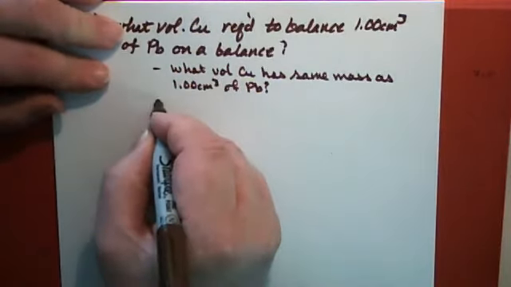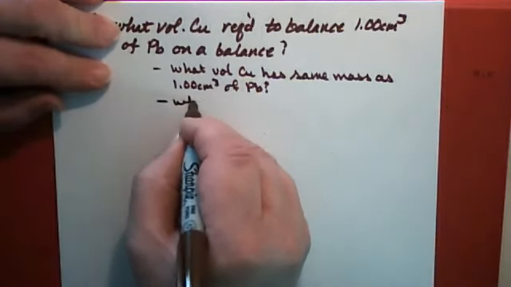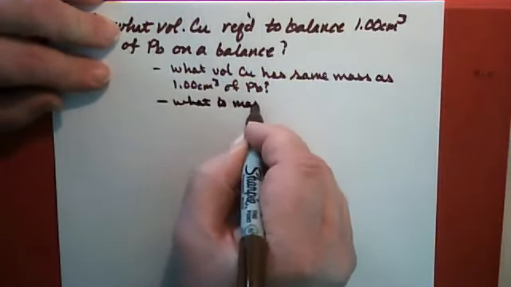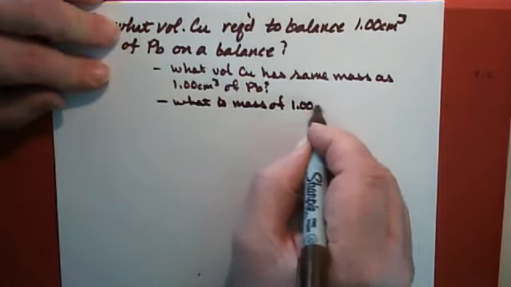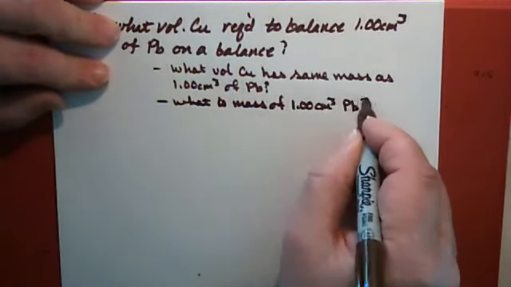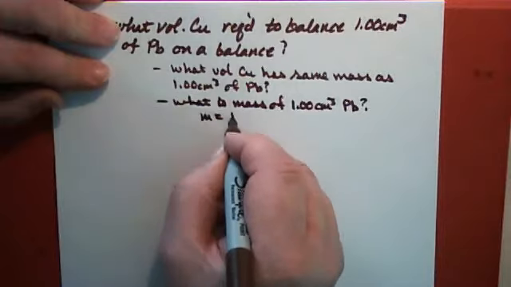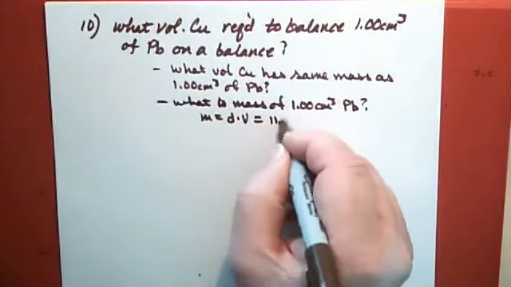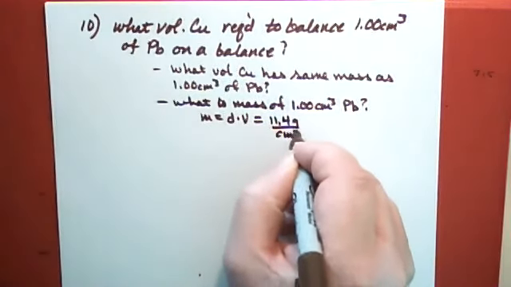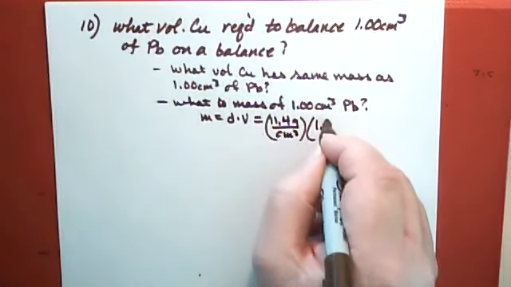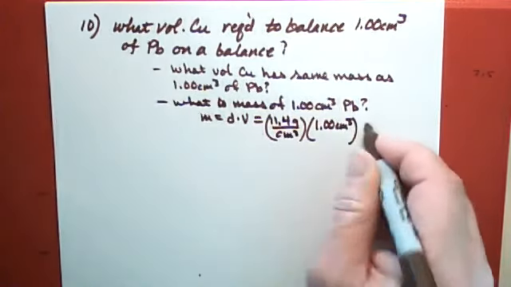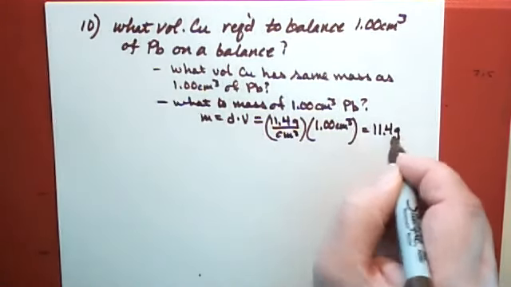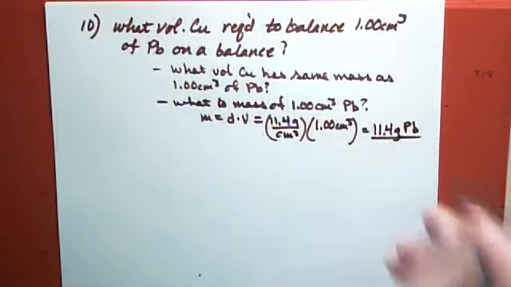Okay. So first step, mass is going to be density times volume. The density of lead, according to the table or Professor Google or Wikipedia or wherever you want to look it up, is 11.4 grams per cubic centimeter. And if we've got 1 cubic centimeter, I'm guessing that's going to come out to 11.4 grams. So that's the mass of lead.